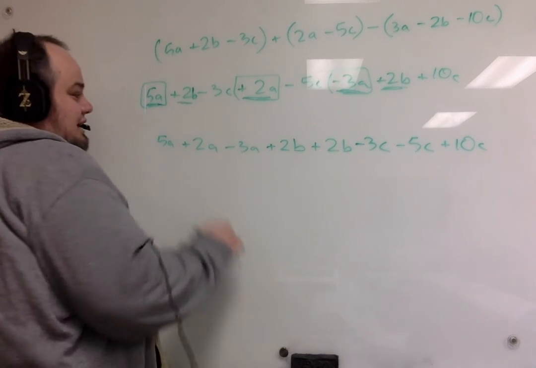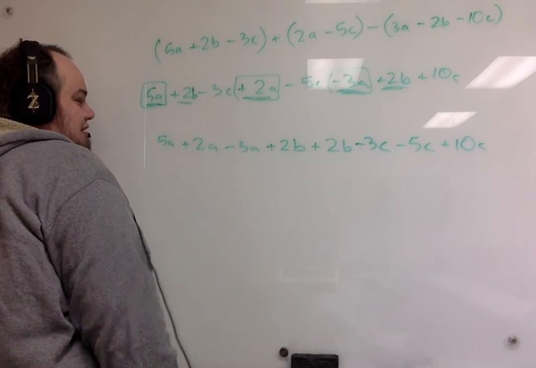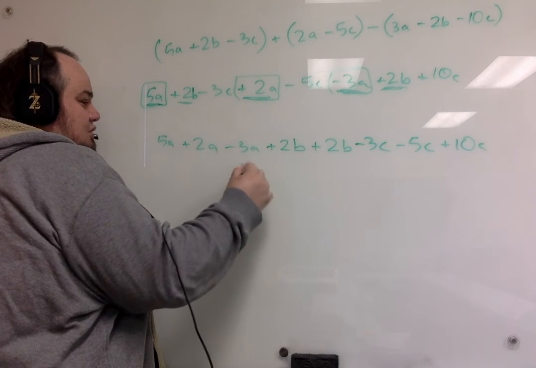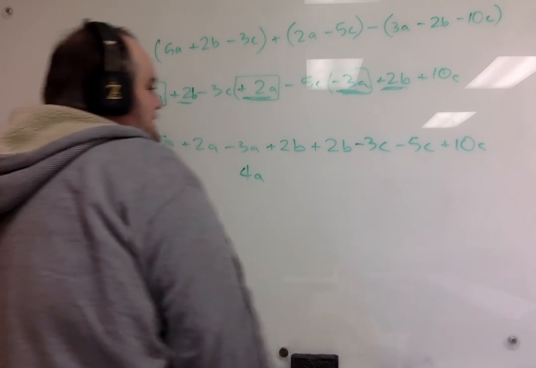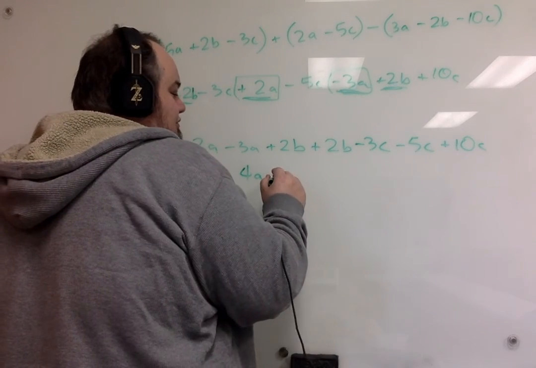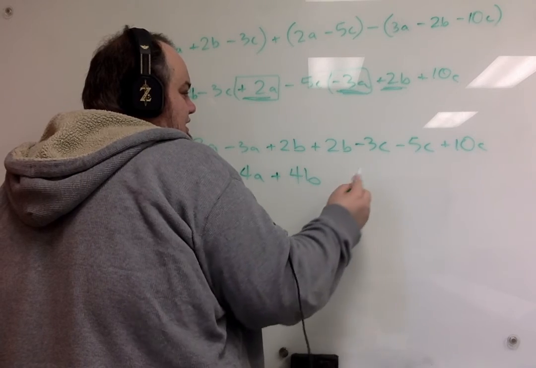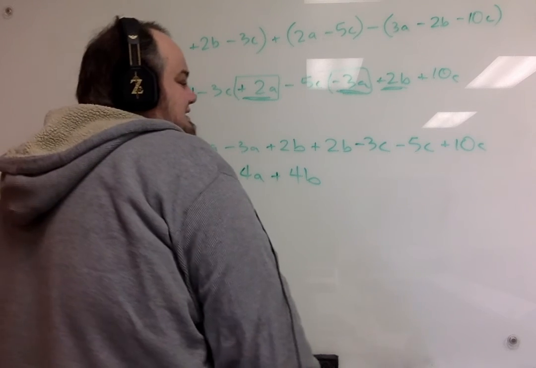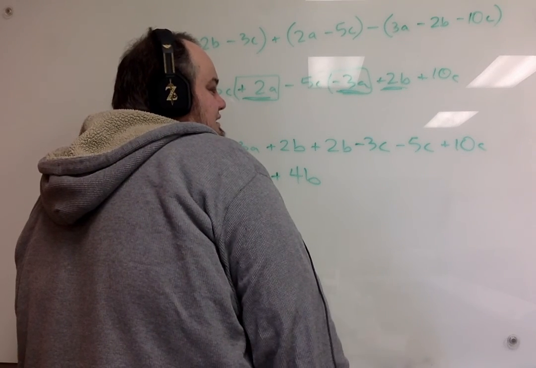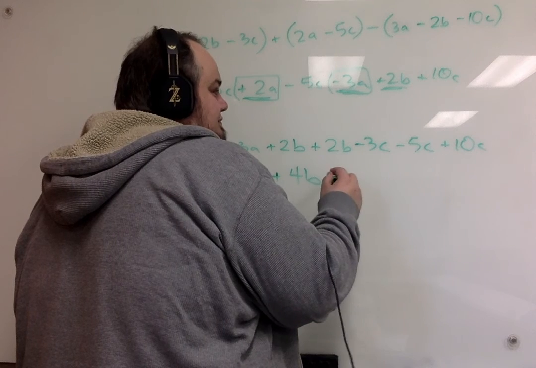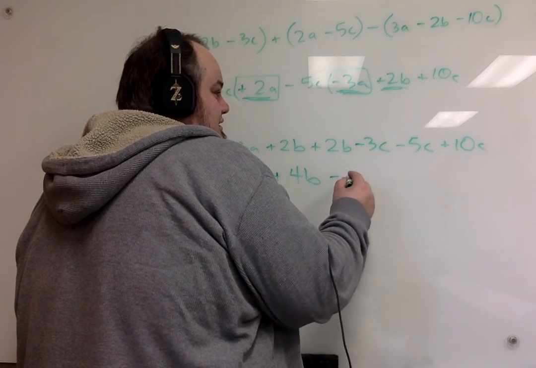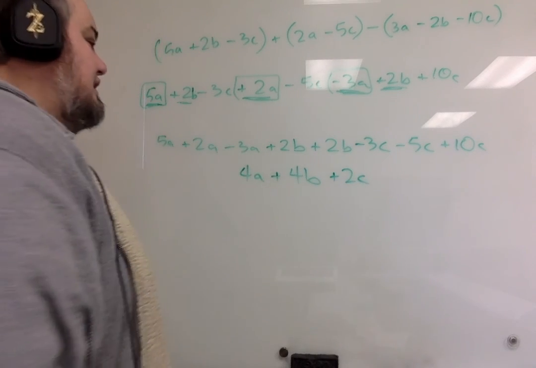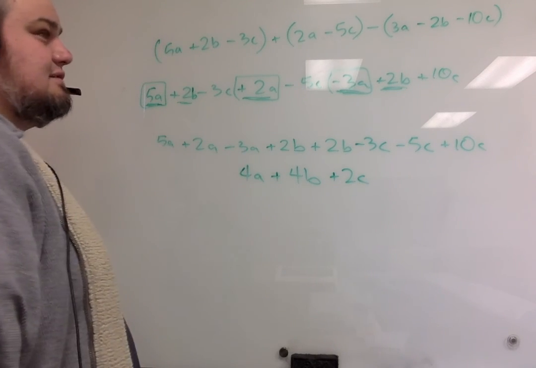So now we can combine the ones that are like terms. We have 5 plus 2 is 7. 7 minus 3 is 4. So 4a. And then 2 plus 2 is 4 for the b, so plus 4b. And then we have negative 3 minus 5. That's a negative 8c. And then negative 8 plus 10 is plus 2c. So our answer is 4a plus 4b plus 2c.